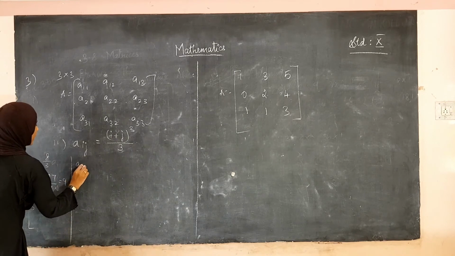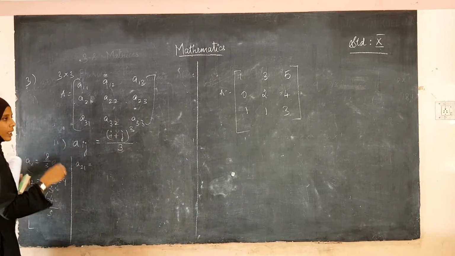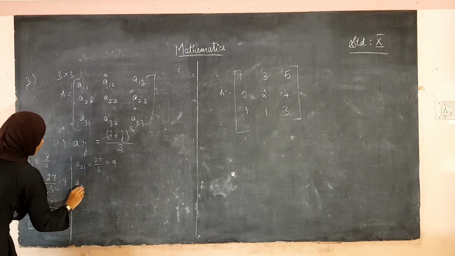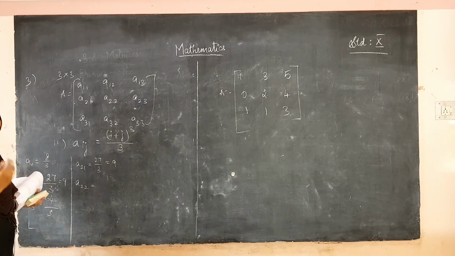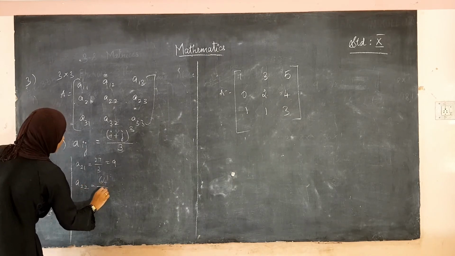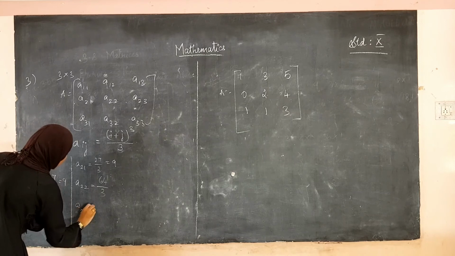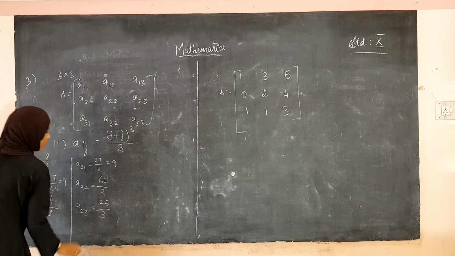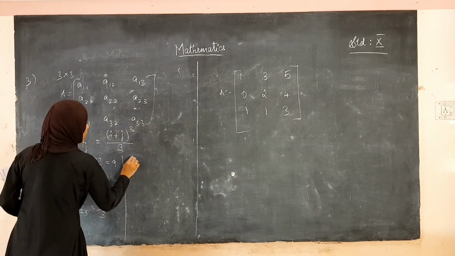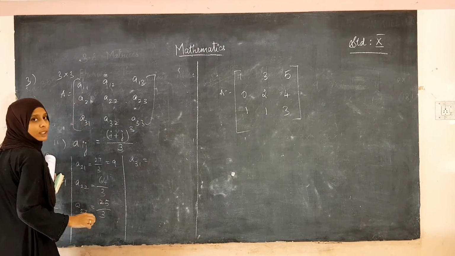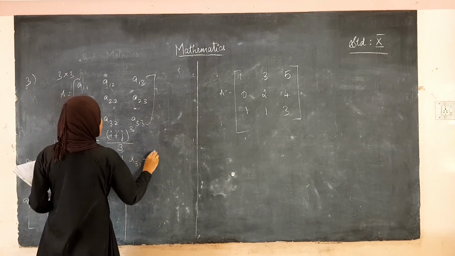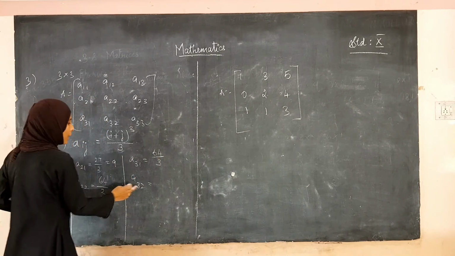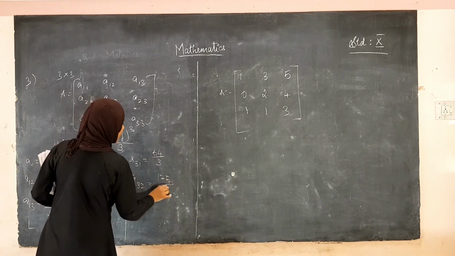And again for the second row, A21, 2 plus 1 is 3, 3 the whole cube is 27 divided by 3, which is 9. And A22, what is A22? 2 plus 2 is 4, 4 the whole cube is 64 divided by 3. And then A23, 5, 5 the whole cube is 125 divided by 3. Okay. And again the third row, A31, 3 plus 1 is 4, 4 the whole cube is 64 divided by 3. A32, the next term is A32, 3 plus 2 is 5, the whole cube is 125 divided by 3.